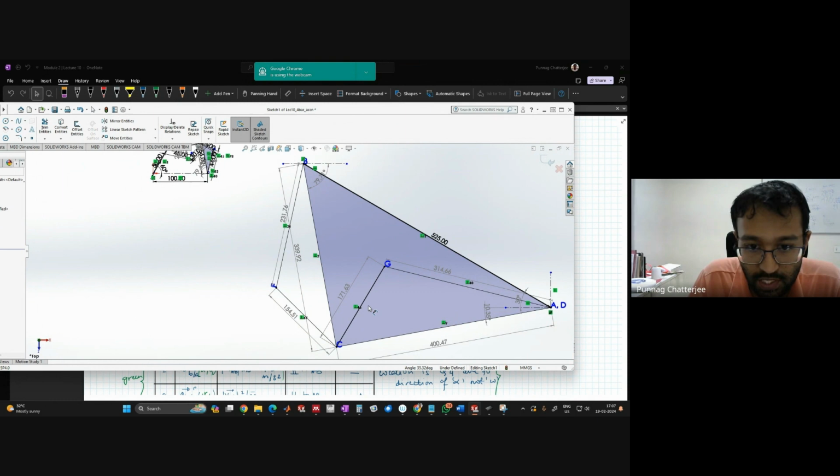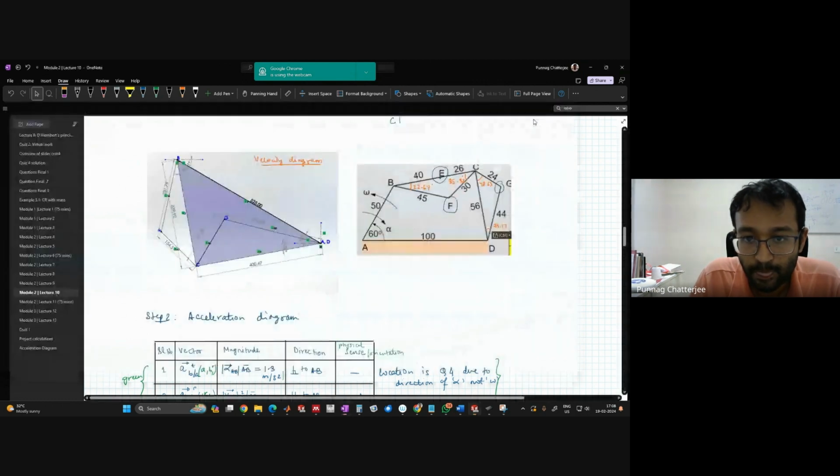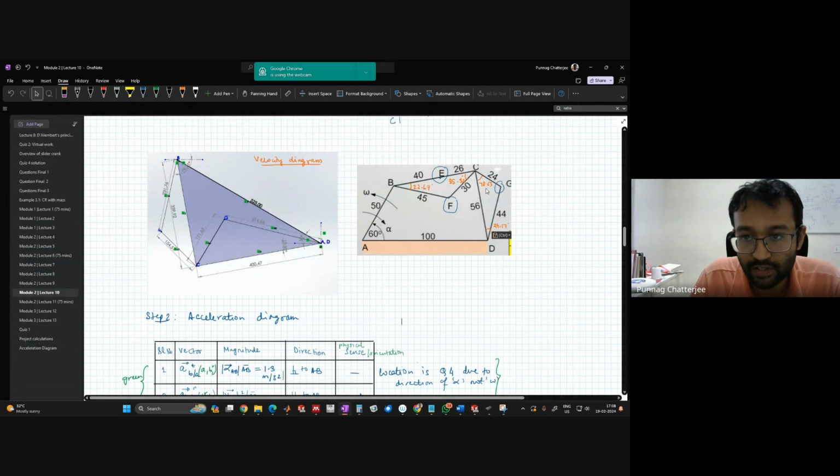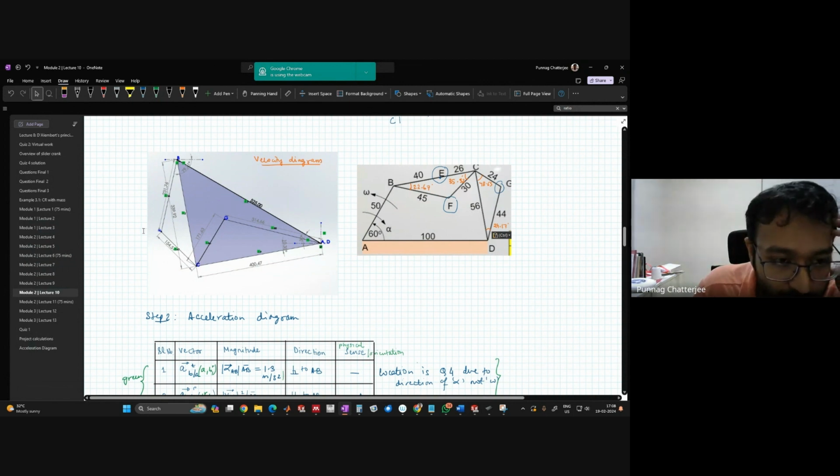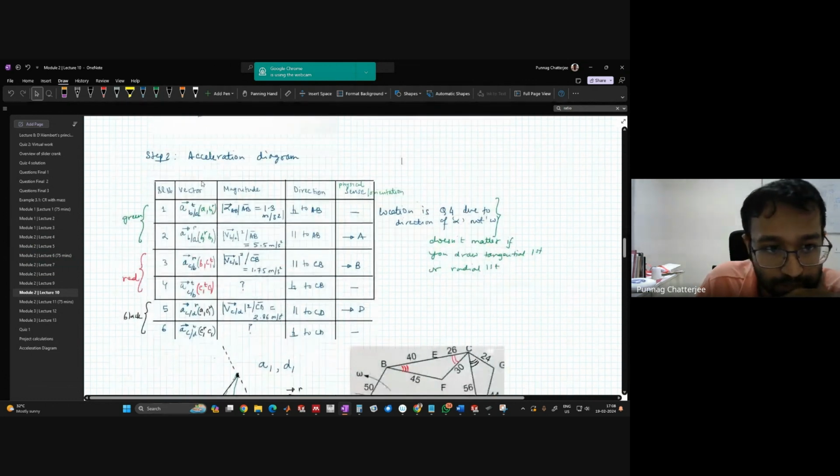So GCA, let's look at the angle. GCA, 48.6. Okay, so GCA, see, this is 48.6. So perfect, and the other one also matches. That's why I drew the angles, because it's a good way to also verify your answers. So I've completely drawn the velocity diagram. Now we come to the acceleration diagram.